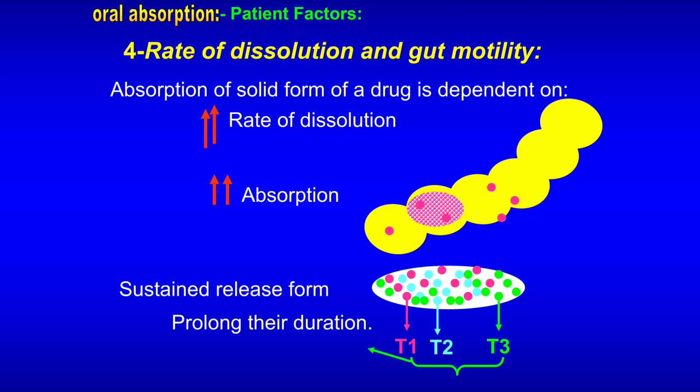The fourth factor is the rate of dissolution and gut motility. The absorption of a drug in solid form is highly dependent on its rate of dissolution. A higher dissolution rate can lead to increased absorption. Sustained release formulations are designed to prolong the duration of drug action by controlling the release rate over time, ensuring a consistent therapeutic effect as indicated by the time intervals T1, T2, and T3.